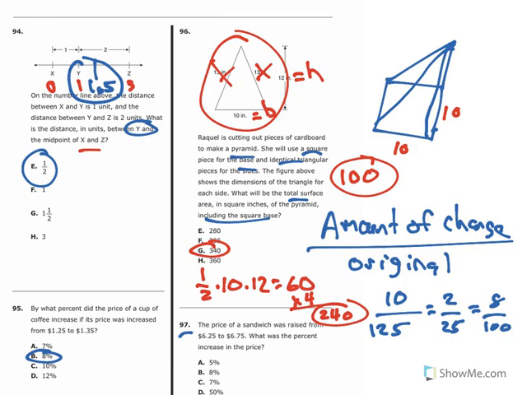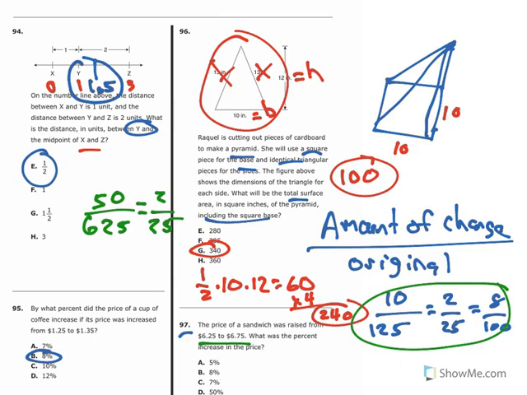97, we're back to percent of change. The price increased from 625 to 675, so it was a 50-cent increase out of 625. We should know that all numbers that end in 00, 25, 50, or 75 are divisible by 25. So dividing by 25 will give me 2 out of 25, and look at that. They gave us the same sort of proportion here. We end up with 8% yet again.